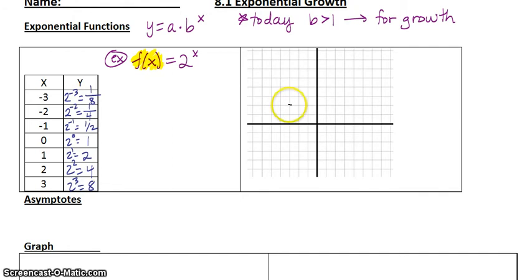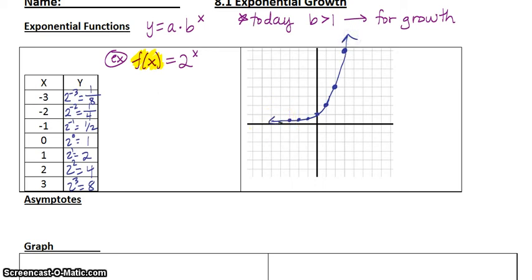So it's kind of tricky. Just do the best you can when I get to these really, really small numbers. But I got negative 3 comma 1/8. Again, just do the best you can. Negative 2, 1/4. Negative 1, 1/2. 0, 1. 1, 2. 2, 4. And 3, 8. 1, 2, 3, 4, 5, 6, 7, 8. Alright, so here is what an exponential growth equation looks like.